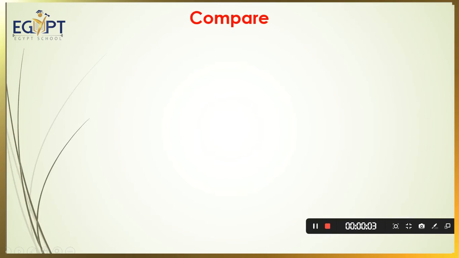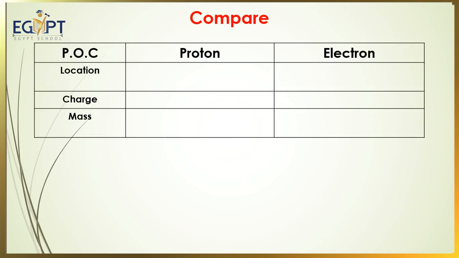According to our revision in science curriculum, first term, let's start our revision now. One of the most important questions: compare. The first comparison is between proton and electron. The points of comparison: number 1, location; number 2, charge; number 3, mass.